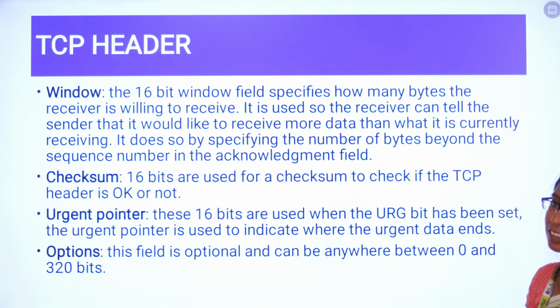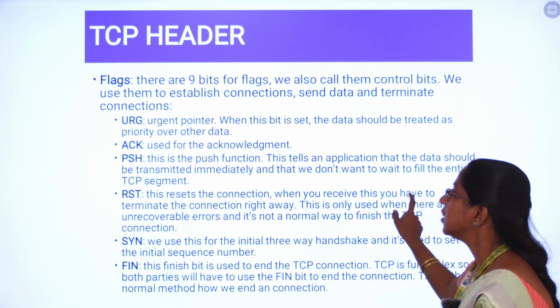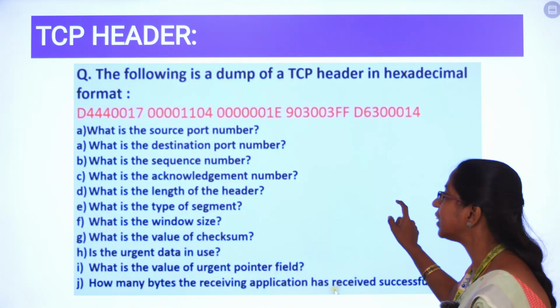Then options, which is an optional field, can be anywhere between 0 and 320 bits. Hope you understand. Now we go for one example of a TCP header.